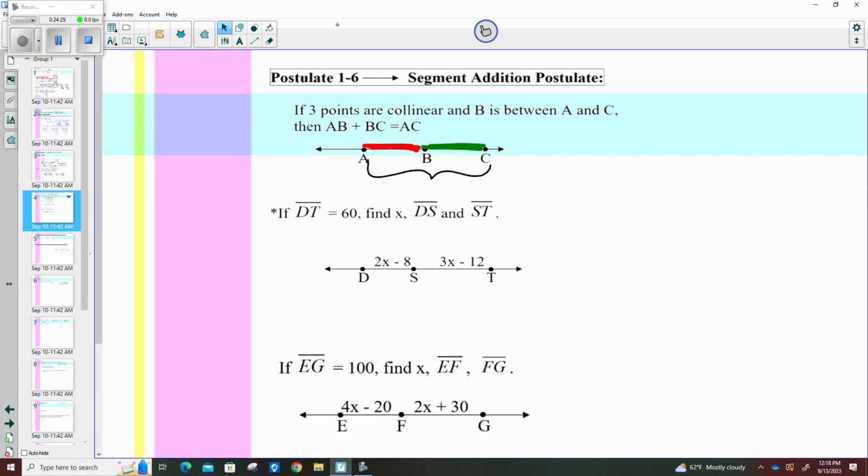Okay, so now let's take that duh moment and put some algebra in it. When I look at this next picture, it tells me that DT is 60, DS is 2x minus 8, and ST is 3x minus 12. Give me a geometry concept or something I could do with those facts. Equal them up to each other. Equal what up to each other?